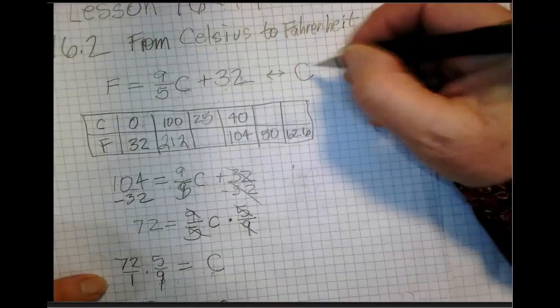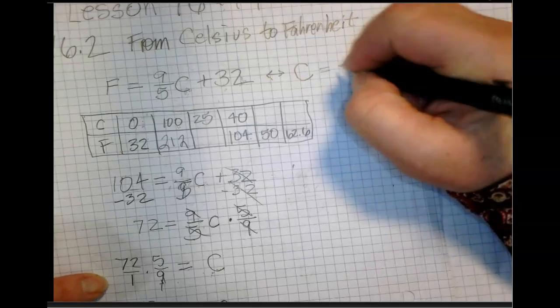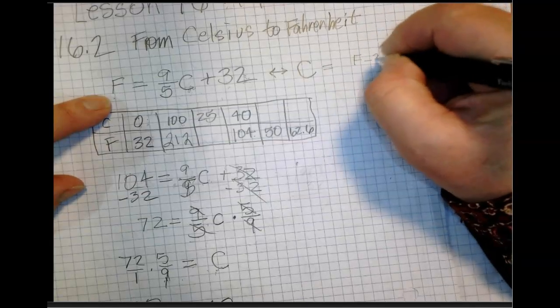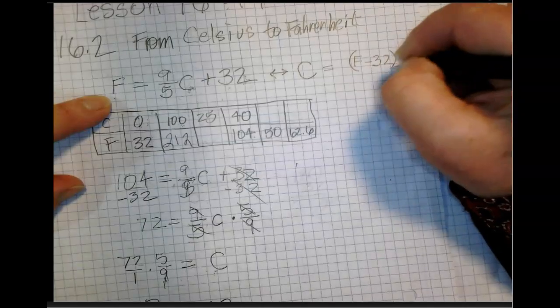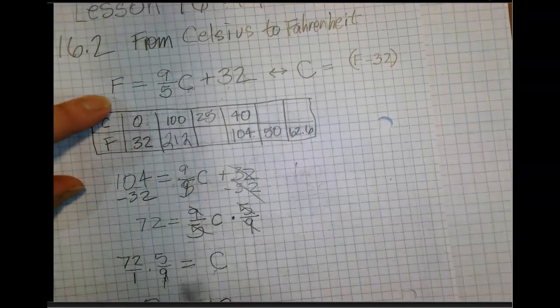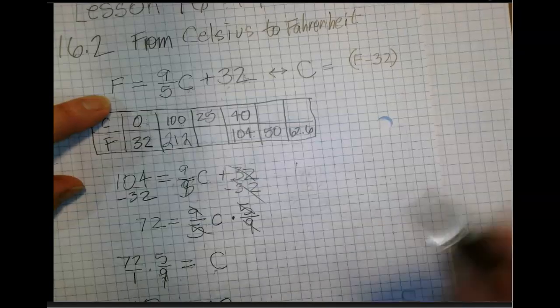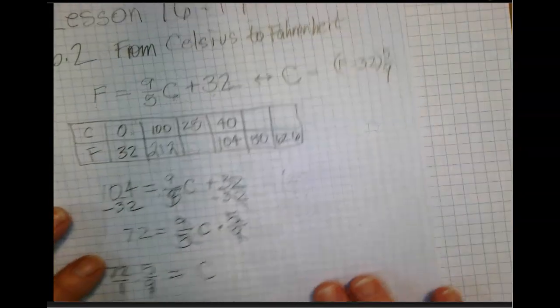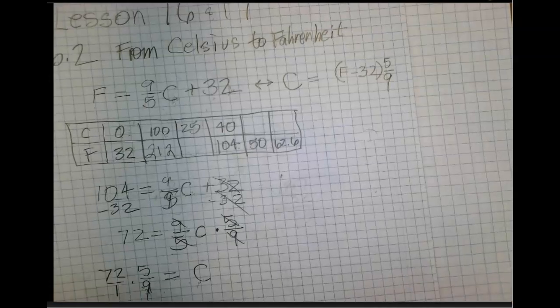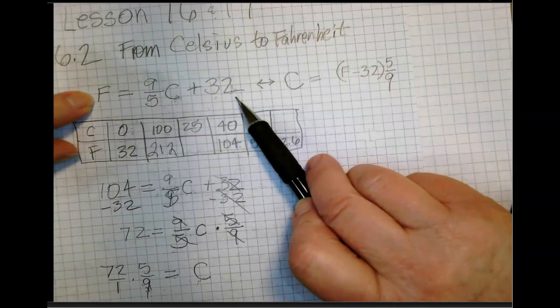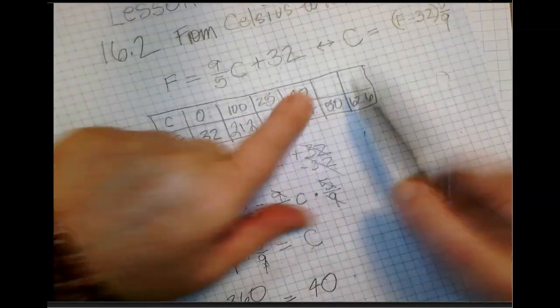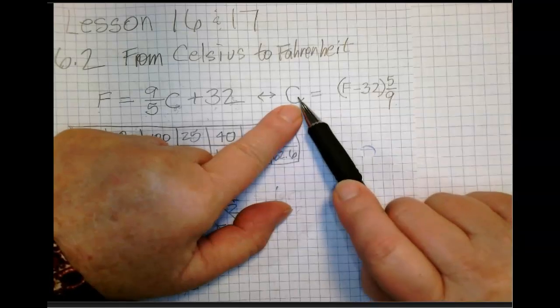So C equals Fahrenheit minus 32, times 5/9, okay? So the only thing that I really need you to understand about inverses, young people, is that to write the inverse of an equation, you are just isolating the other variable.